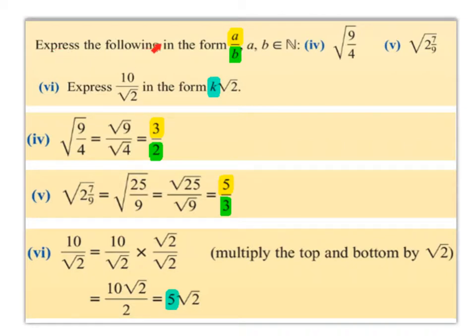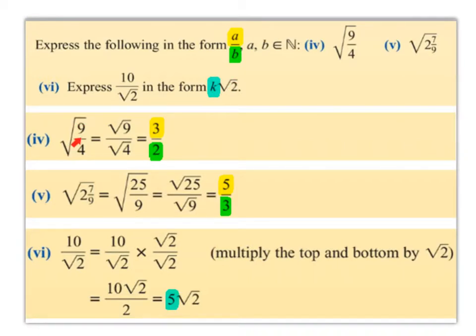Express the following in the form of a over b, where a and b are elements of the natural number set. So root 9 over 4, root 2 and 7/9. And express 10 over root 2 in the form of k root 2.